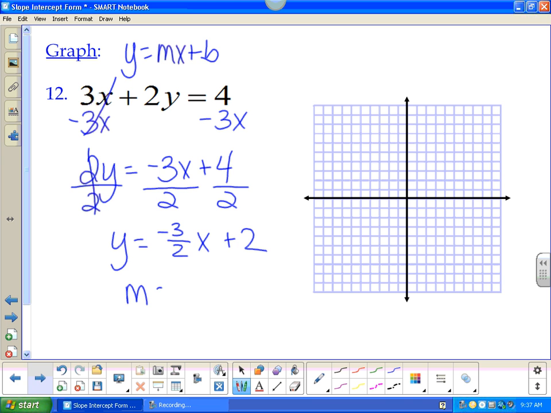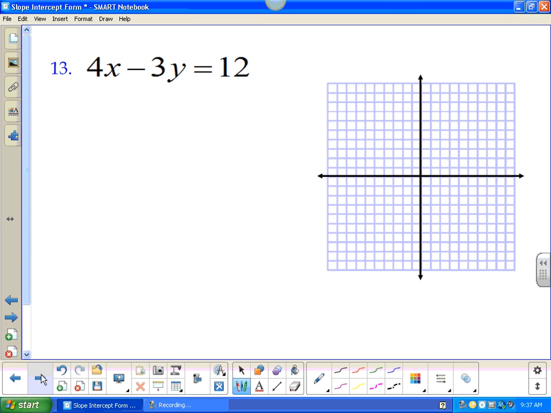I'm going to state my slope and my y-intercept. My slope is a negative 3 over 2. My y-intercept is a 2. So now to graph, I go up to 2 and put a dot. And then my slope is negative 3, so I go down 3, right 2. That's enough to draw your line. I'm going to go down 3, right 2 one more time, just to make it a little bit easier. These lines always have arrows on the end of them because they continue forever.